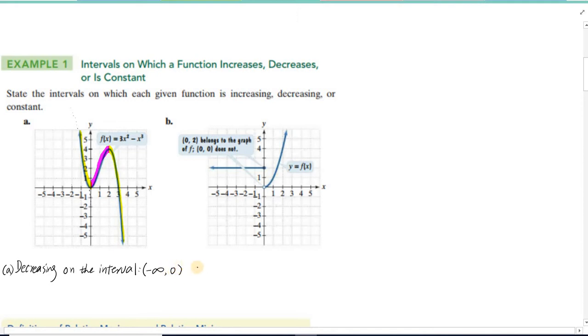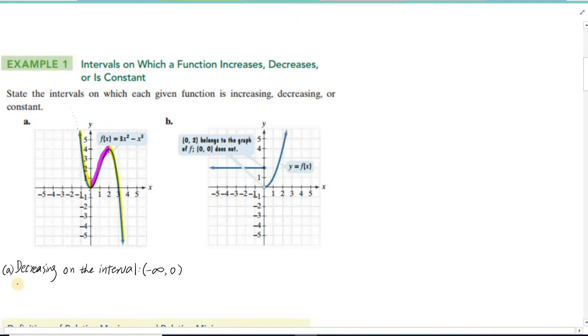We're always going to use a parenthesis because we can't include this 0, because right here at exactly 0, there's no increase or decrease, right? Because that is one point. Or you can just memorize it. For increasing and decreasing questions, there's always a parenthesis. There's no bracket involved here. So it's different than the domain and range. It's a different type of question.